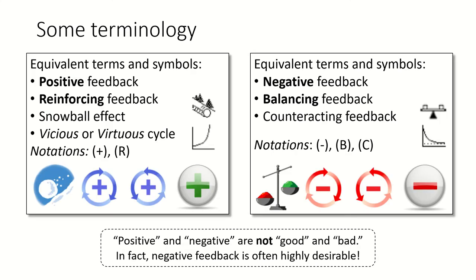Lots of symbols that we've seen, all meaning the same thing. These are all positive loops, vicious cycles, virtuous cycles. And then over here, negative loops, balancing loops, counteracting loops. You might see B, C, or minus. You might see plus or R. Likewise, on the links, you might see S for same. That's the same thing as a plus link. And O for opposite. That's the same thing as a minus. So any questions about the CLDs?